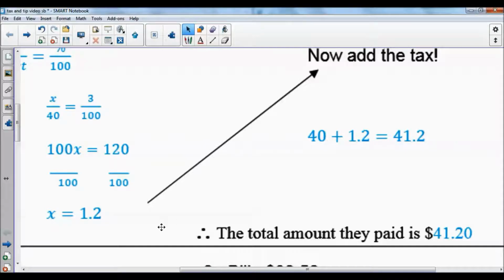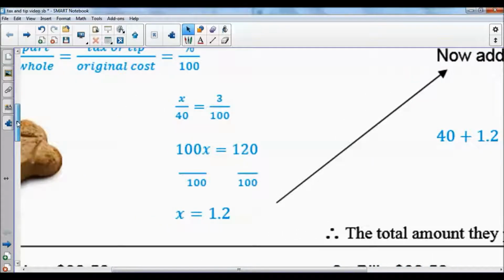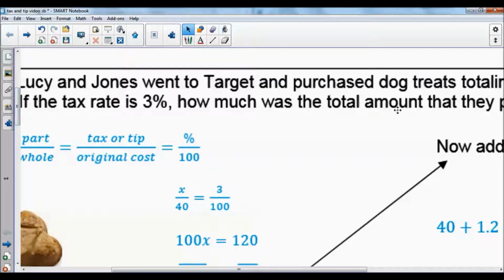Okay. When we're reading these problems for tax and tip, we're going to have to be very careful. Sometimes, like this one, they want the total amount, and sometimes they just want the tax, and sometimes they just want the tip, not the total price that you paid. Other times, they might even ask you for the percent that you're missing. Like they'll tell you the tax or tip and the original, and then you have to solve for what percent it was. And we'll see some of those down below.